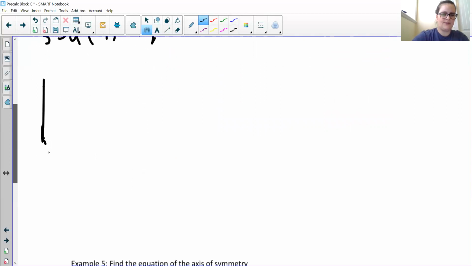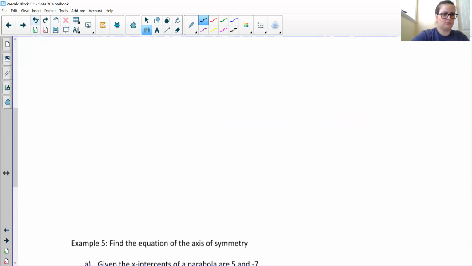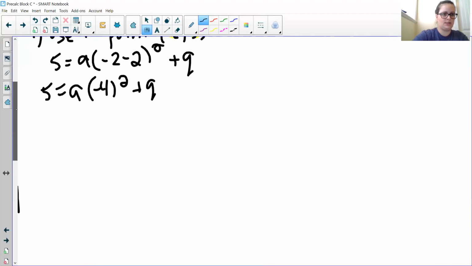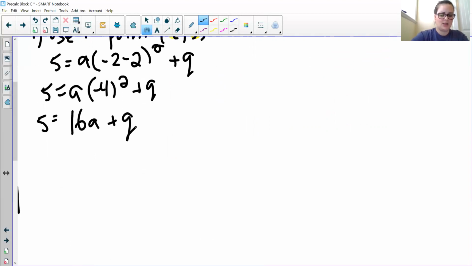5 equals -4 squared is 16. So it's going to give me 16a plus q. So what I want to do is I actually just want to solve for q. It's easier to solve for than a, because for a I'd have to divide by 16 at the last step, but q is kind of just hanging out by itself. So that's what I'm going to solve for.